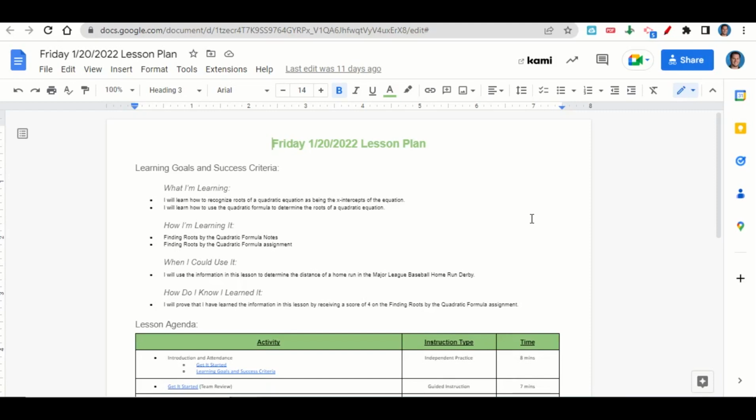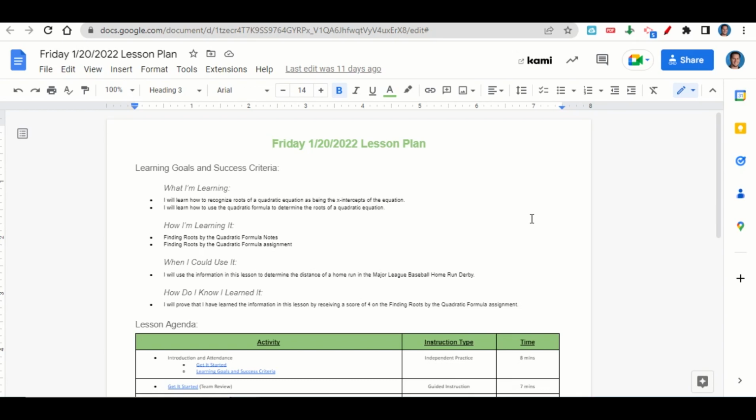First, what are we learning? We're learning how to recognize roots of a quadratic equation as being the x-intercepts of the equation, and how to use the quadratic formula to determine the roots of a quadratic equation. How are we learning it? Through the finding roots by the quadratic formula notes and finding roots by the quadratic formula assignment.